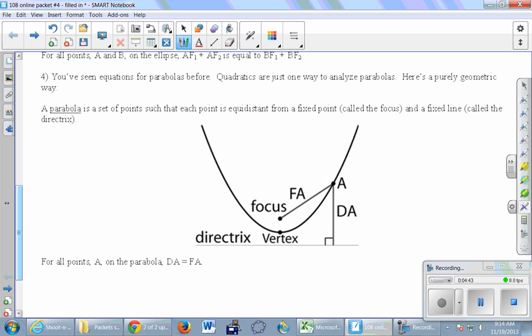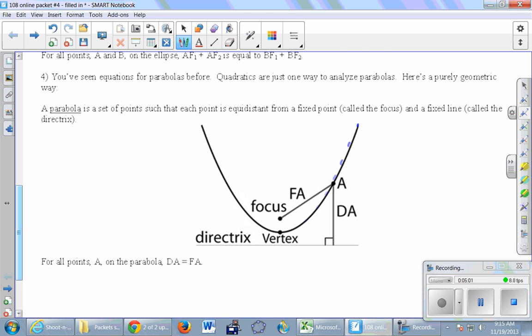So here's the basic idea. You have this line right here, the directrix, that's given. You have this point right here, the focus, that's given. That's all you have. And the idea here is that we're going to try to come up with a way to define all these points here on the parabola.